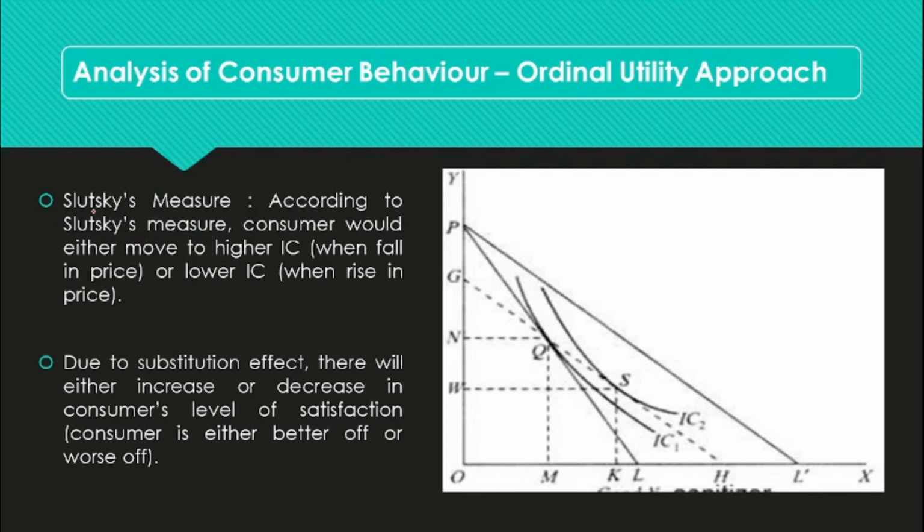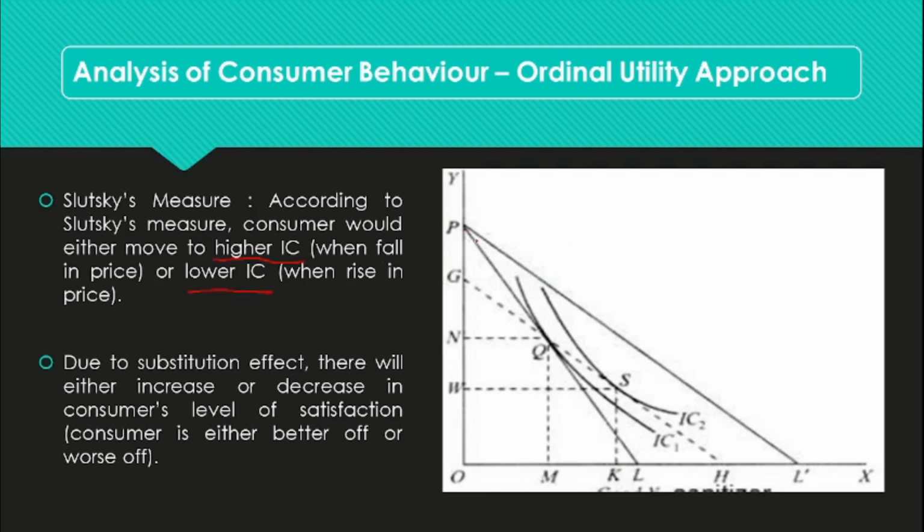What does he propose? Slutsky has proposed that when there is a change in the price of one of the commodities, let us say there is a fall in the price of one of the commodities, in this case the consumer will basically move to the higher indifference curve. And the higher indifference curve represents what? Higher level of satisfaction, and vice versa. When there is a rise in the price of one of the commodities, his purchasing power will be lower, so he will move to the lower indifference curve. So we will discuss this Slutsky's measure with the help of the graph here.